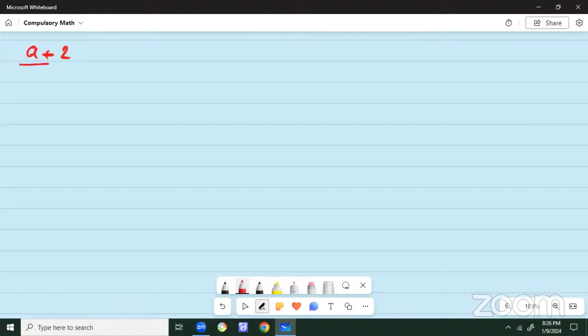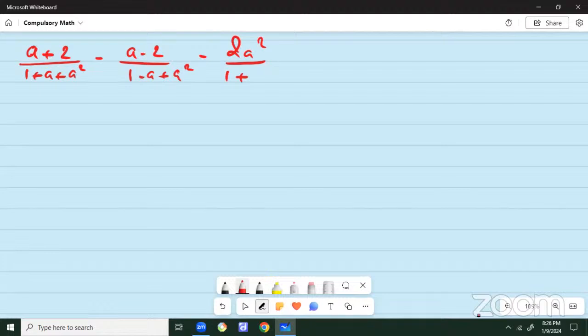a plus 2 over 1 plus a squared, minus a minus 2 over 1 minus a plus a squared, and the last one is with a negative sign, 2a squared divided by 1 plus a squared plus a to the power 4.